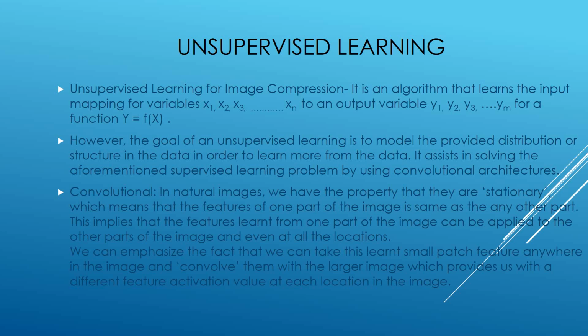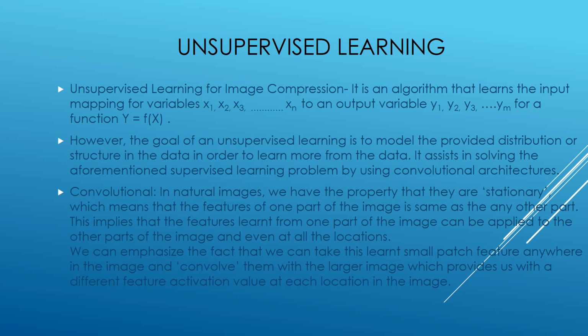It assists in solving the aforementioned supervised learning problem by using convolutional architectures. For image compression, this goal of predicting mapping becomes one of the problems, which comes from the fact that the size of the receptive field in the neural network is small, because of which the relevant features in an image are not captured.